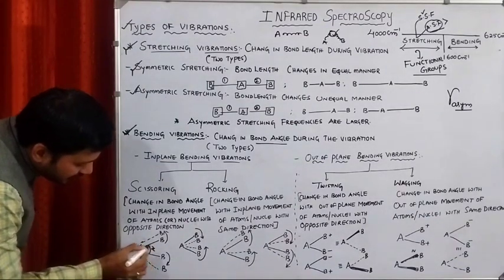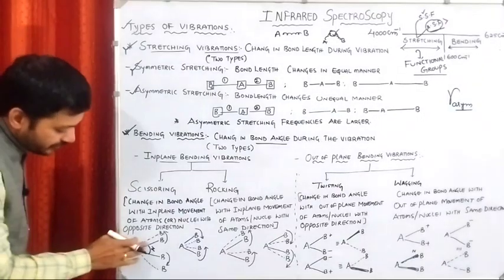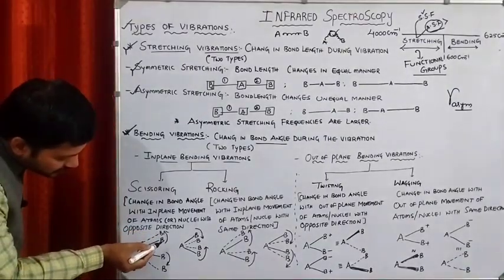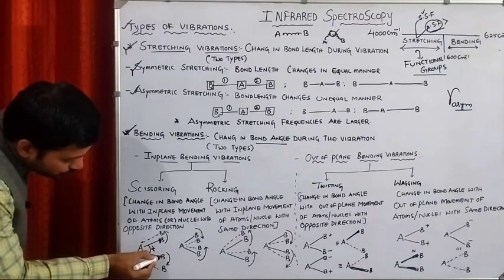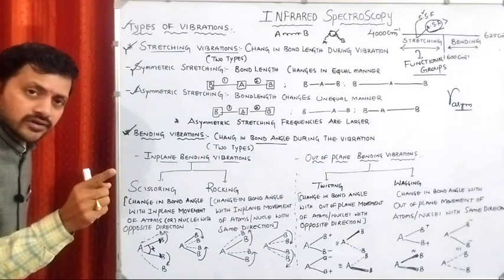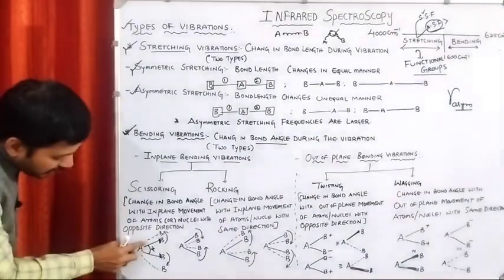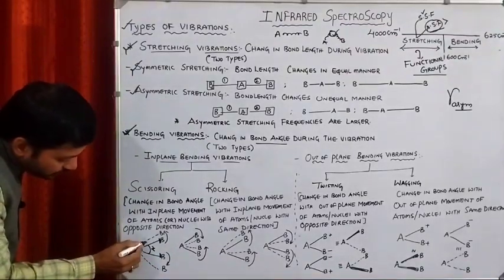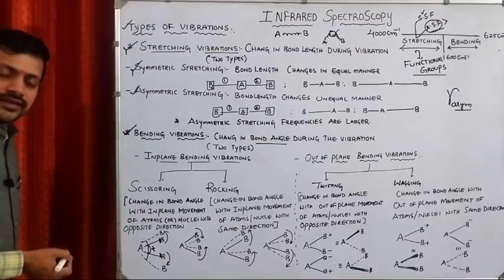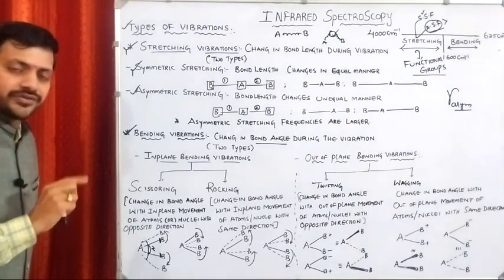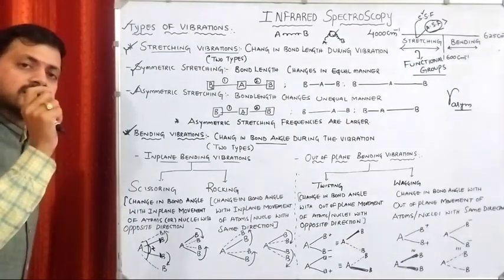Suppose we have a bond angle X between the two bonds. If you see the change, what are we observing? These two B atoms are moving in the opposite direction or not? Because of the movement in the opposite direction, what is happening? The bond angle is going to change or not? The X value will change or not? This is the first criteria. What is the first criteria?